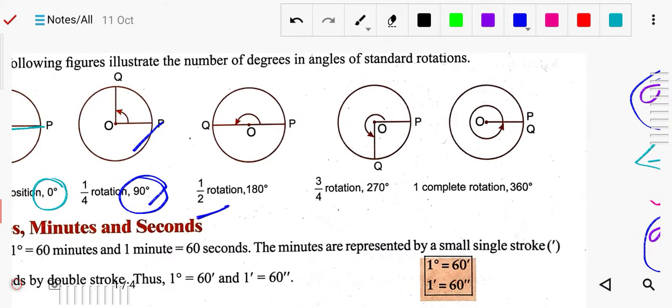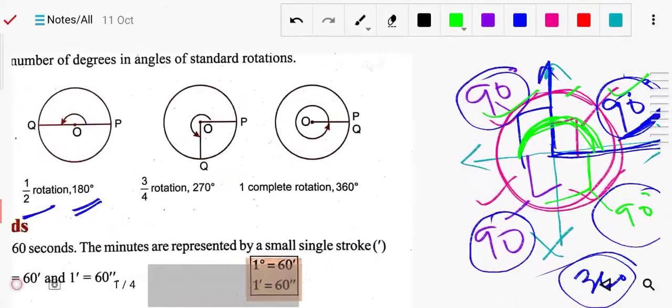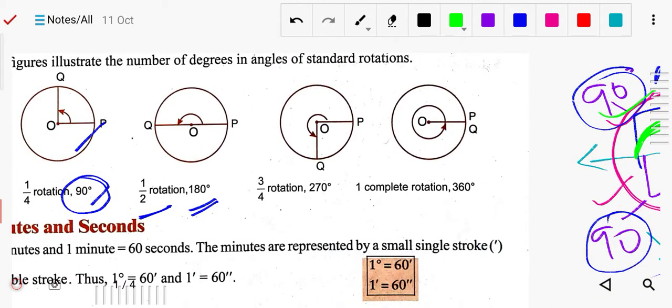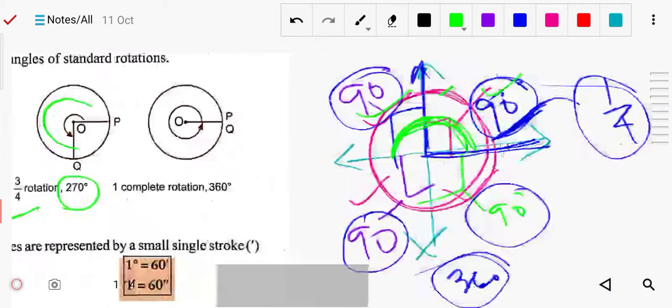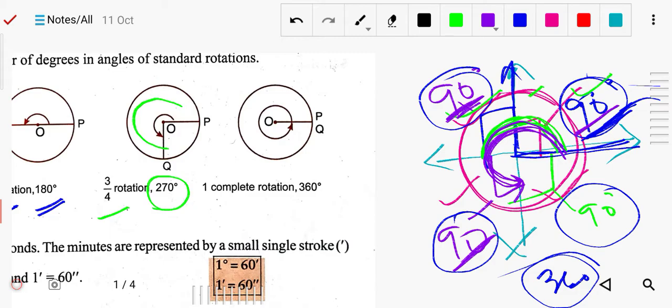Now 1/2 is 180 degrees. It means two of these rotations, taken from here to here. You can see 90 plus 90 becomes 180, so a half is 180. Now 3/4 is 270. From here we start and come to here. How many 90s are covered? First 90, second and third 90. So 90 plus 90 plus 90 is 270.